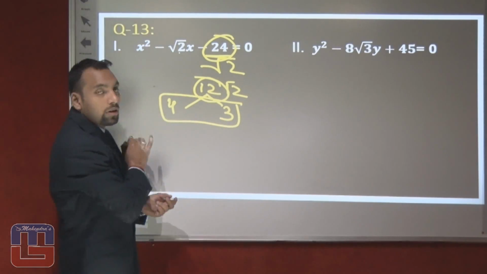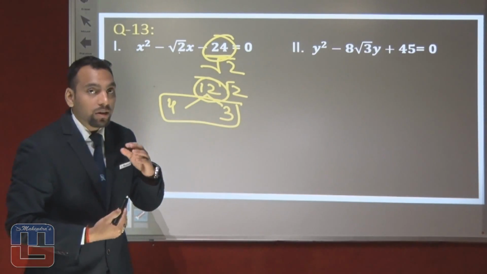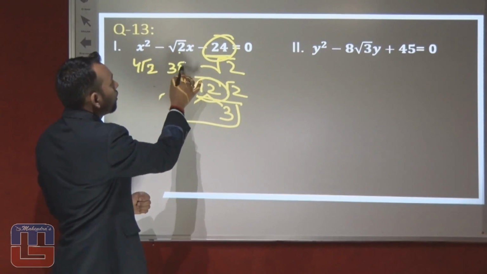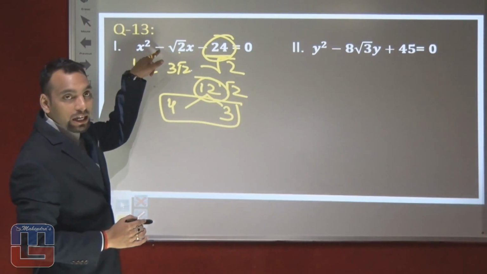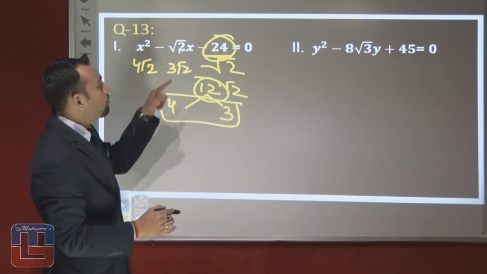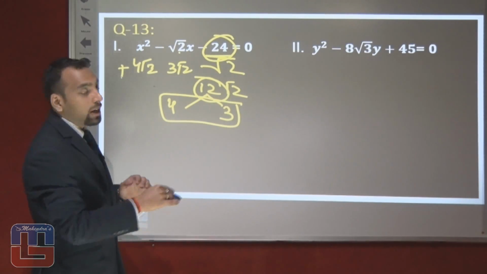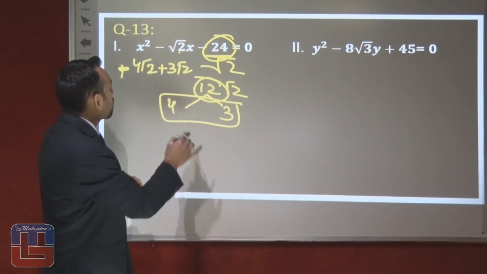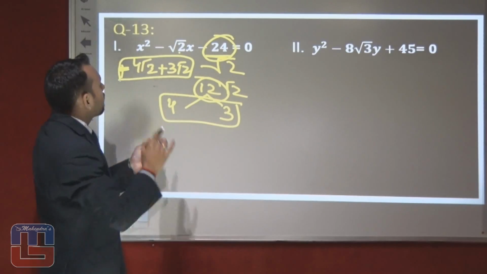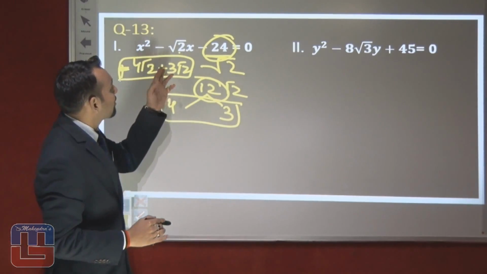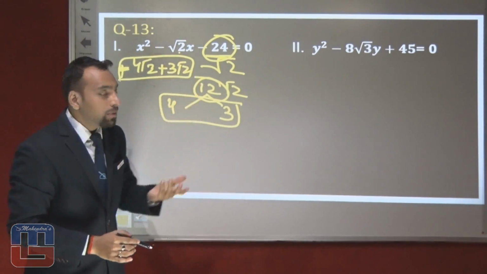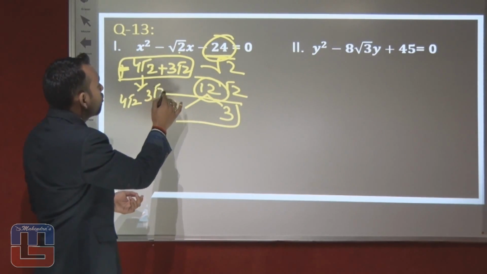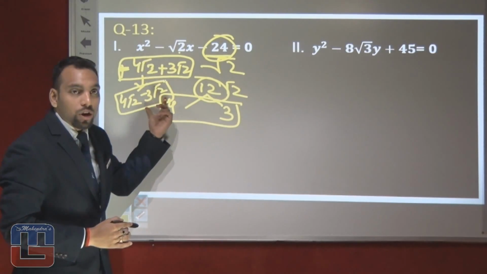So you can say the factors of this one will be 4 root 2 and 3 root 2. But the signs are negative and positive, which means the bigger one will be negative and the smaller one will be positive. So here you will get minus 4 root 2 plus 3 root 2. So the sign will be changed, and here you will get 4 root 2 or 3 root 2 with the sign reversed. Now see, this is the value of x.